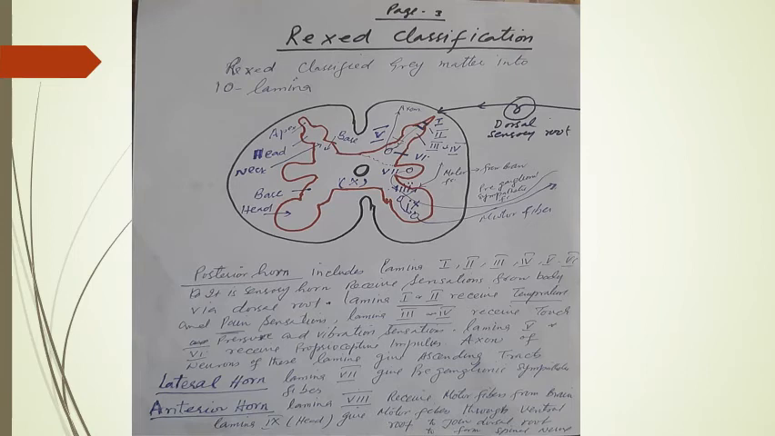The lateral horn, lamina 7, gives preganglionic sympathetic fibers which follow the ventral root. The anterior horn, lamina 8, receives motor fibers from the brain. Lamina 9 gives motor fibers through the ventral root to join the dorsal root to form the spinal nerve.